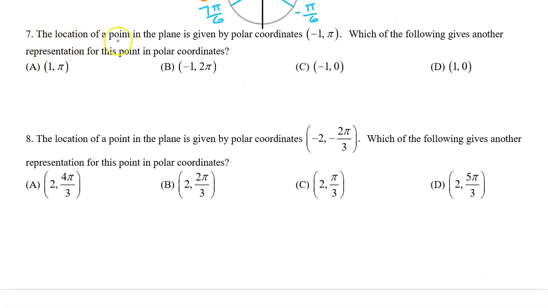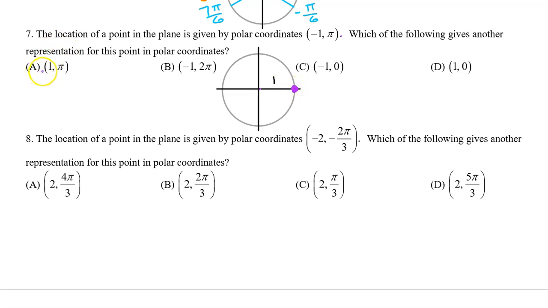Number 7. The location of a point in the plane is given by polar coordinates -1, pi. Which of the following gives another representation for this point in polar coordinates? Let's graph this point. This time we're going to have a unit circle with a radius of 1. If we rotate pi radians, we land right here. However, the negative r value moves us in the opposite direction, so we land right here. So this purple dot is the target.